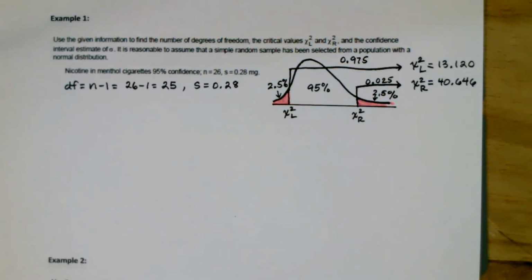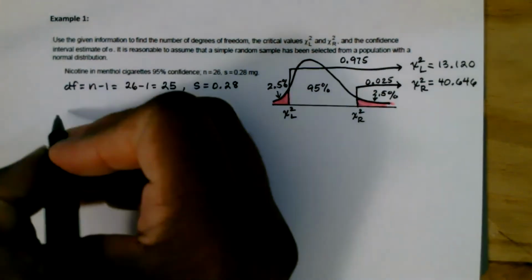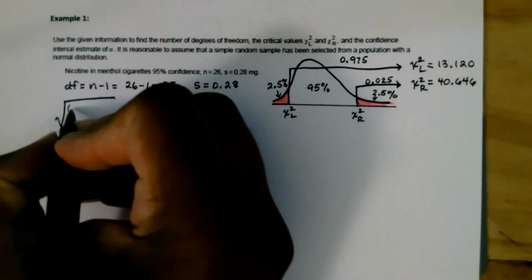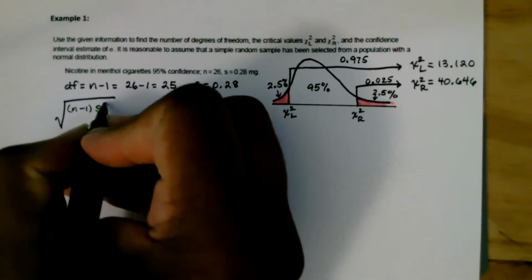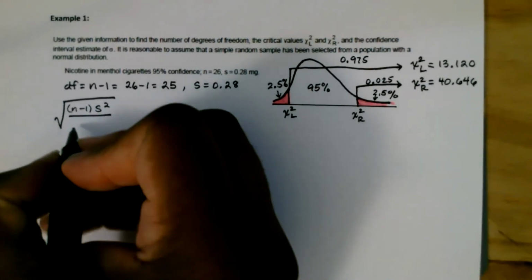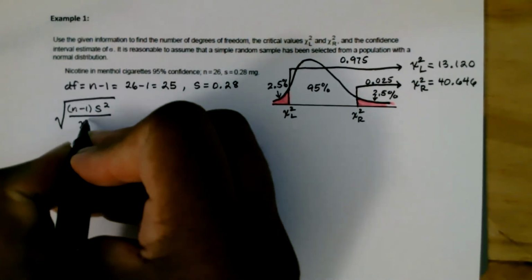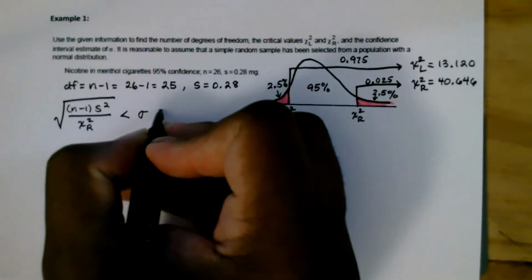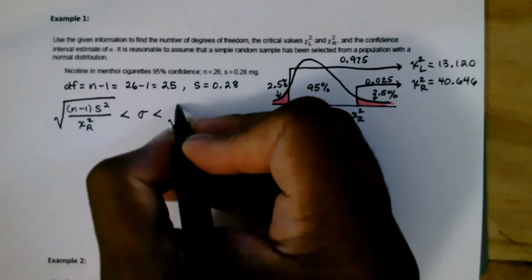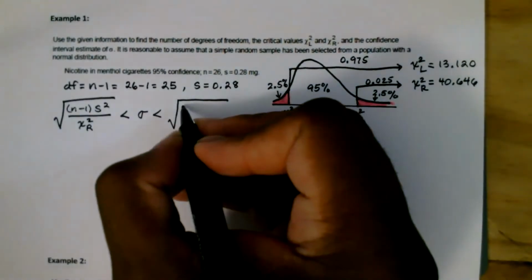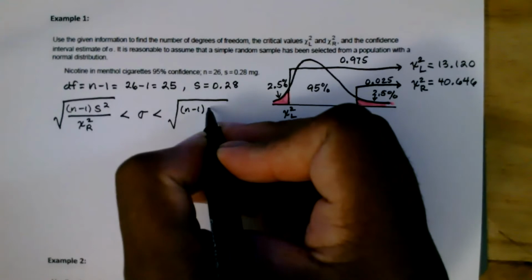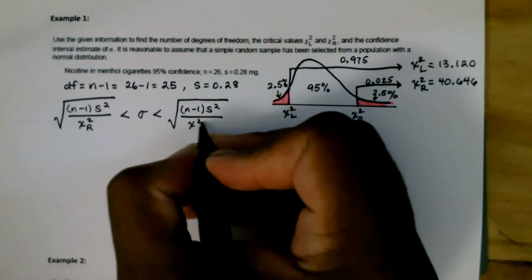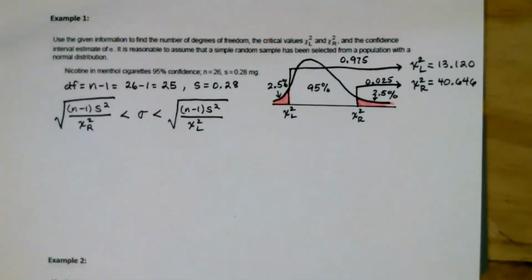Now I should be able to construct my confidence interval, which is going to be this: the square root of n minus 1 times s squared, all divided by the chi-square critical value on the right, that'd be less than sigma and less than the square root of n minus 1 times s squared, divided by the chi-square critical value on the left.